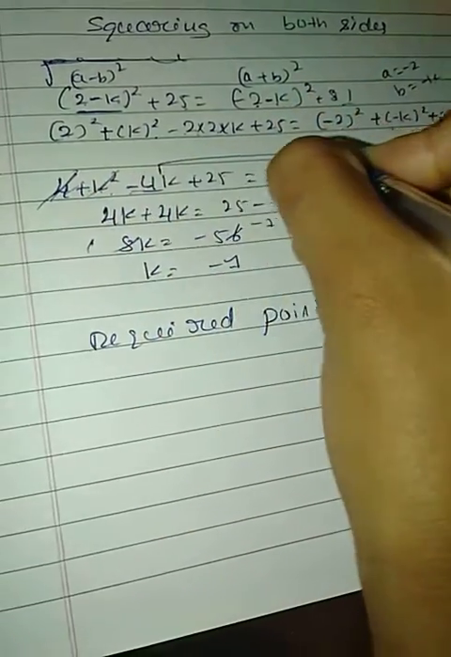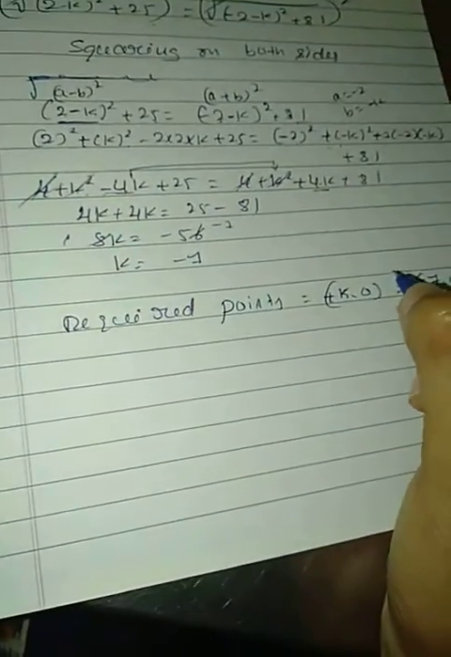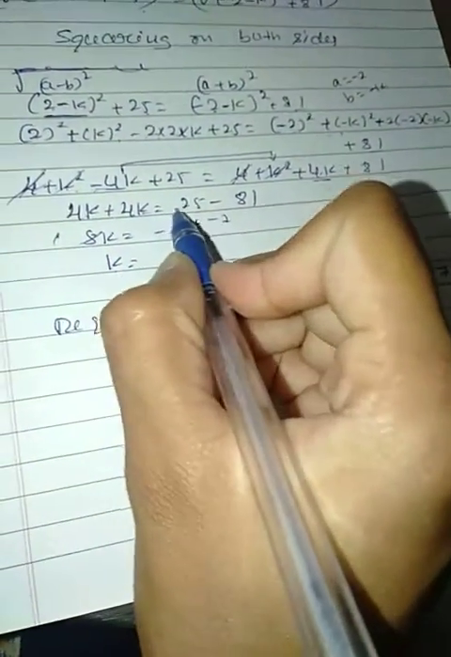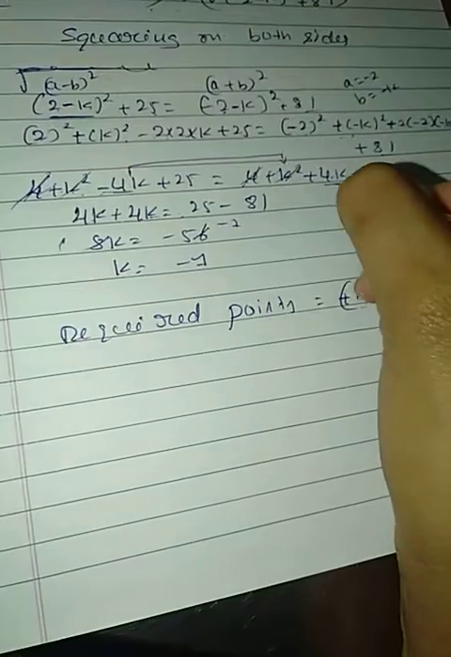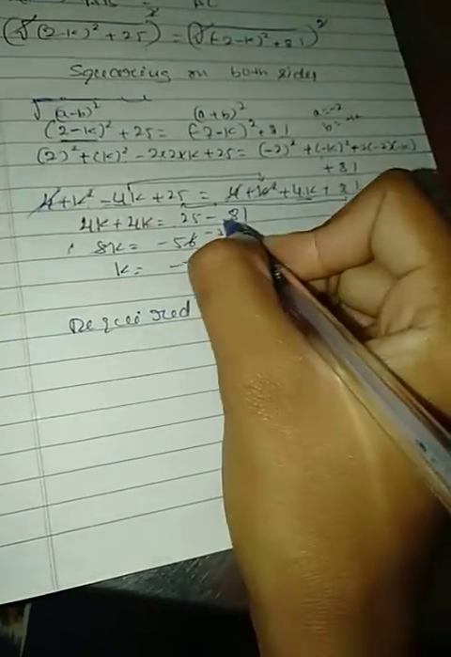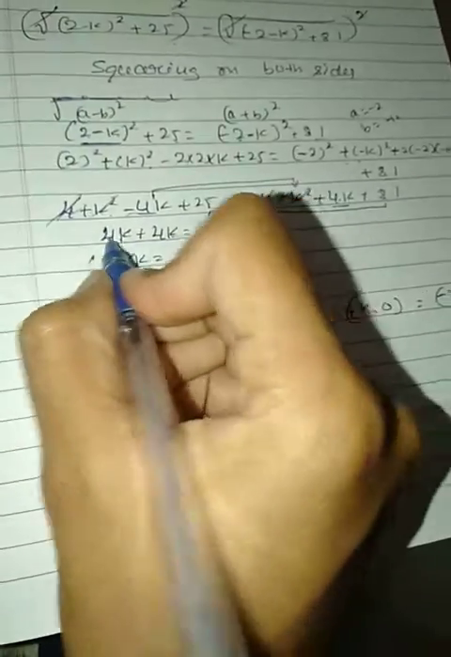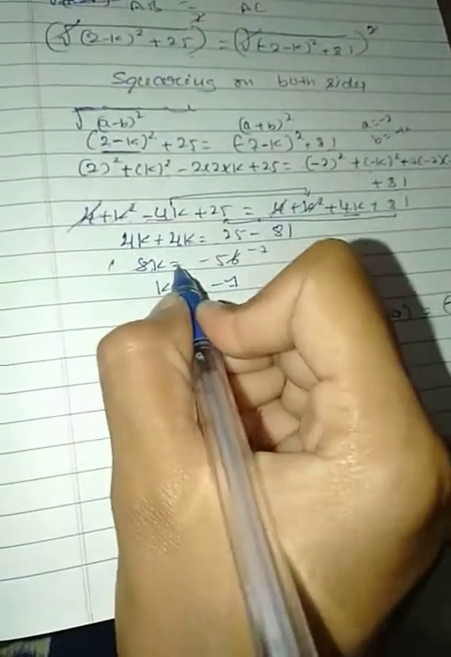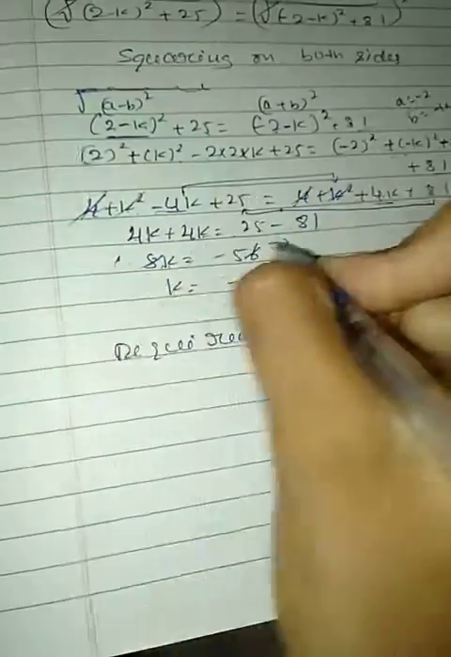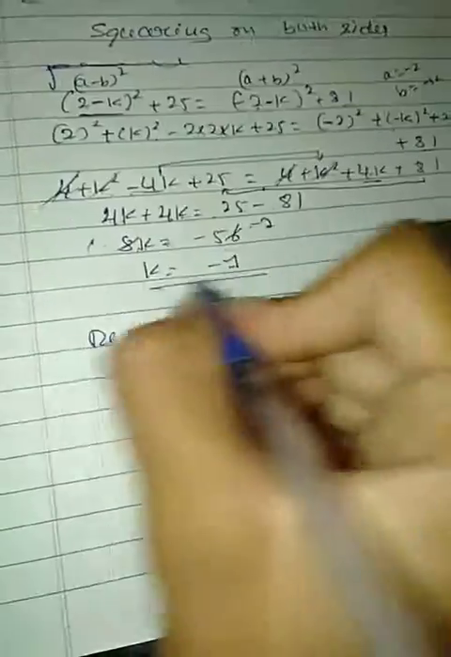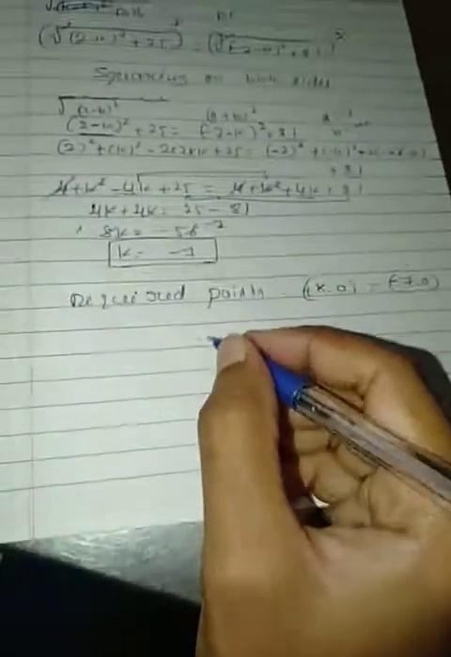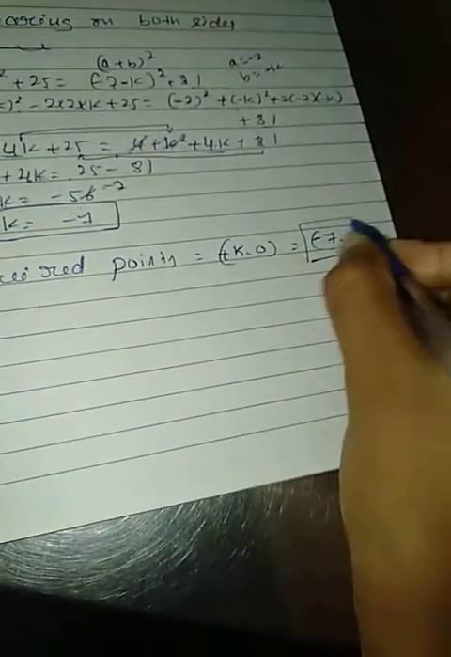Shifting this minus 4k to the right hand side, minus 4k becomes plus 4k. So 4k plus 4k is equal to, shifting this plus 81 to the LHS, plus 81 becomes minus 81. So 4k plus 4k is 8k is equal to 25 minus 81, which is minus 56. 8 sevens are 56, so k is minus 7. So the required point which lies on the x-axis is (minus 7, 0).